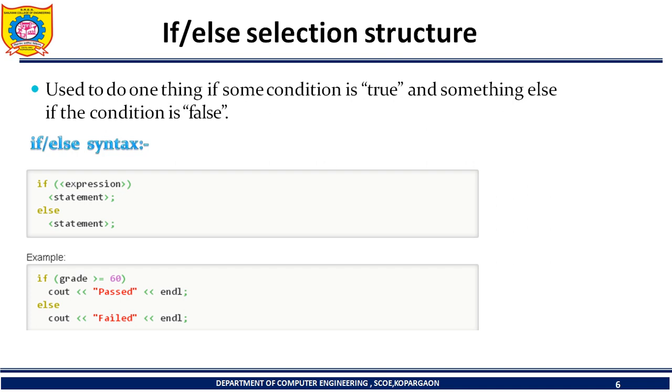The next one is the if else selection structure. In the if else selection structure, if the condition is true, then the if part gets executed and the else part gets skipped by the compiler. Or if the condition is false, then the if part gets skipped by the compiler and the else part gets executed by the compiler. I will explain this part. Initially, just see the syntax of using the if else statement.